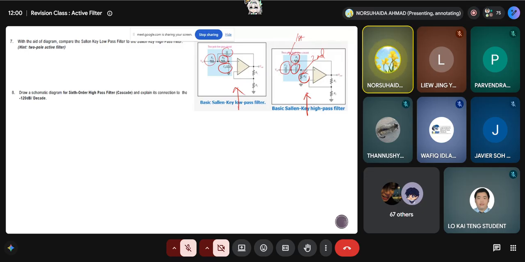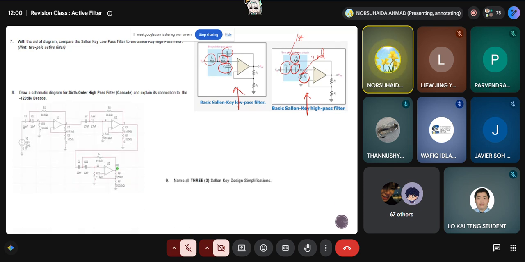Draw a schematic diagram for 6th order high pass filter cascade and explain its connection to the negative 120 dB per decade. So this one you also can refer to the lecture notes, right? I don't go further in this discussion since you can get this information straight away from the lecture notes. So I just go through a bit on this.